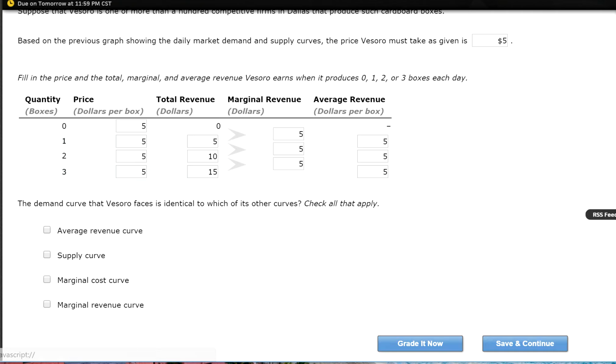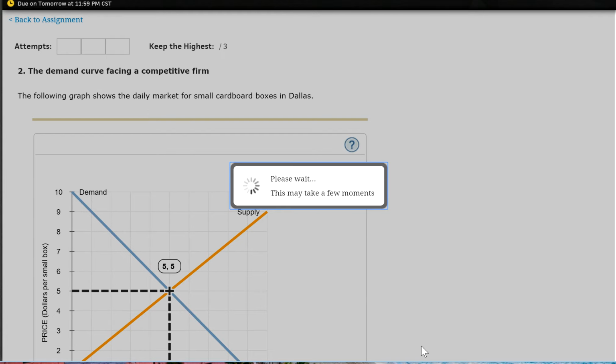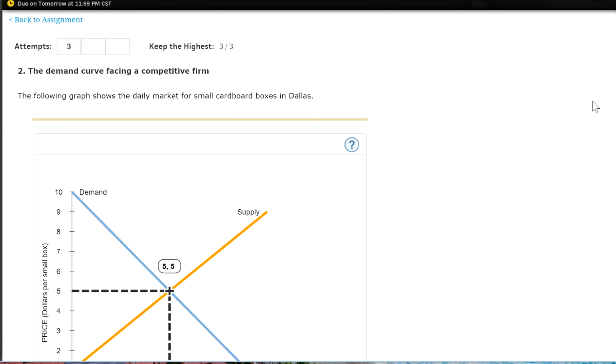All right, and then last question over here. The demand curve that Versoro faces is identical to which of the following other curves? So your demand curve is equal to your average revenue curve. It's also equal to your marginal revenue curve. Okay, that's what we just said. All right, grade it now. And we should be good.